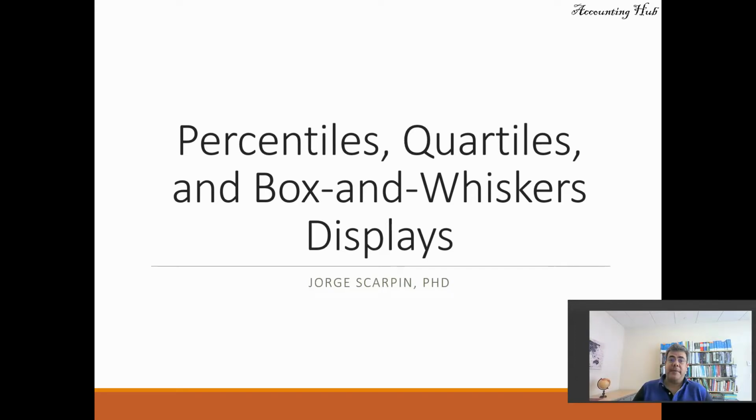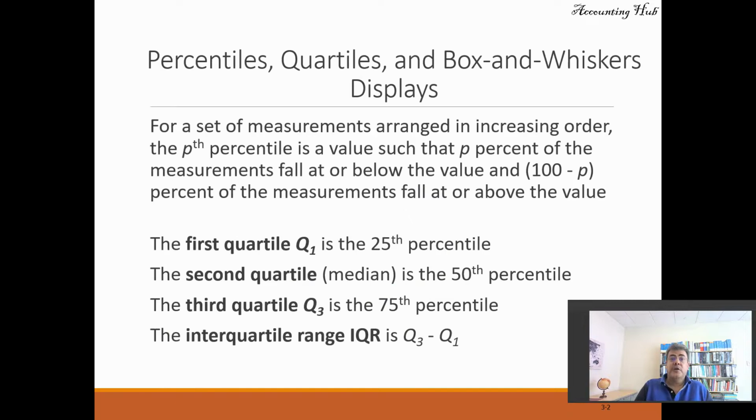I'm Professor George Scarping, PhD in Accounting, and our topic today is percentiles, quartiles, and the box and whisker displays. What is it? For a set of measurements arranged in increasing order, the pth percentile is a value such that p% of the measures fall at or below the value and 100 minus p% of the measures fall at or above the value. So first, let's go to our Excel file, and then it will be easier to go on.